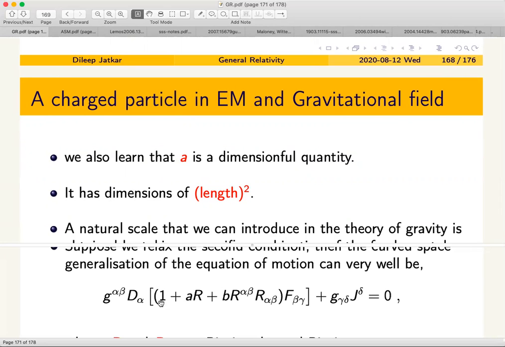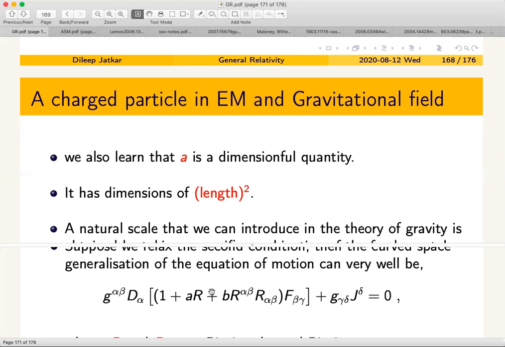Since 1 is just a number, it is a dimensionless quantity. If you check the dimensions of all the quantities here, it will tell you that A has to have such a dimension such that A times R is actually dimensionless. I just argued that R has dimension of length to the minus 2, and therefore A is a dimensionful quantity and it should have units of length squared.